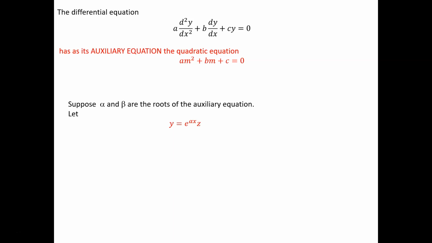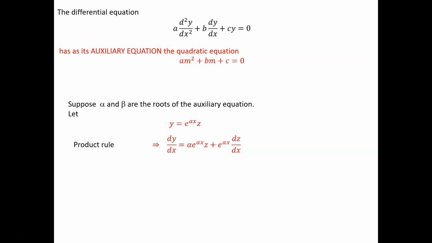So let's suppose that alpha and beta are the two roots of the auxiliary equation. And for a moment we are going to suppose that y is linked to another variable z by the relationship y equals e to the alpha x times z. Now if this is the case, then the product rule gives us that dy/dx must be alpha e to the alpha x times z plus e to the alpha x times dz/dx.